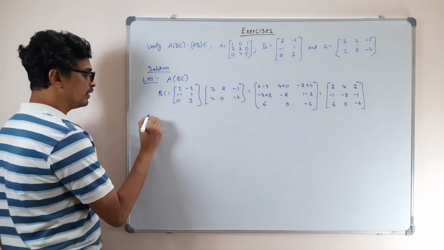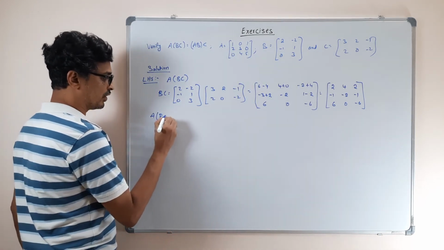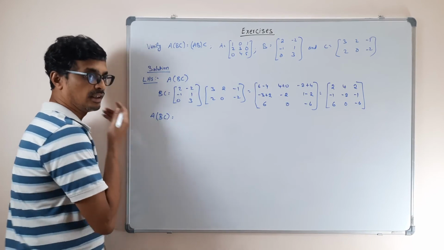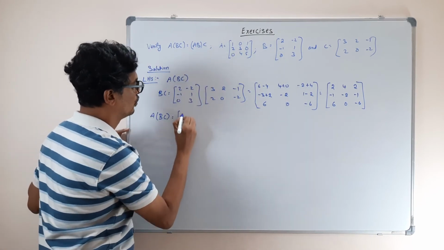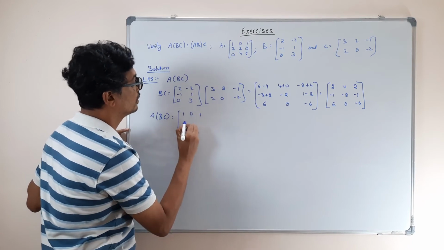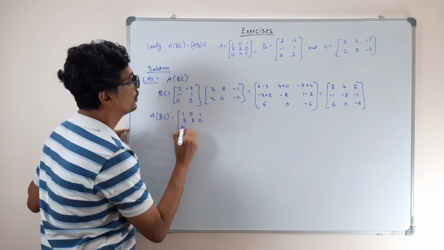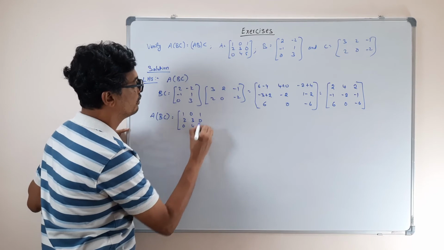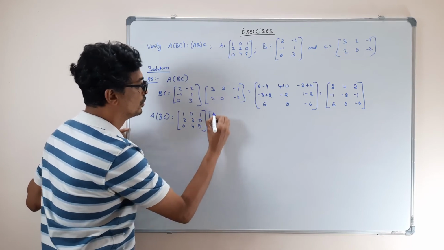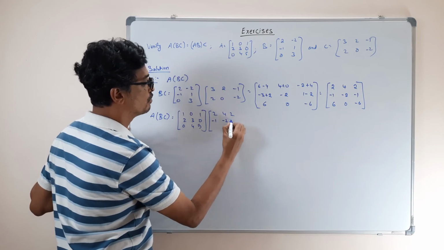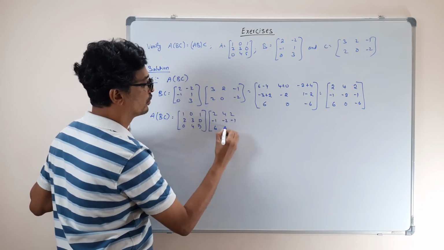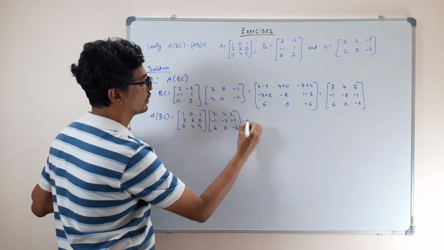Now you want to have A into B cross C, A into BC, correct? So what is A? 1, 0, 1, 2, 3, 0, 0, 4, 5 into 2, 4, 2, minus 1, minus 2, minus 1, 6, 0, minus 6. Tell me what it is.